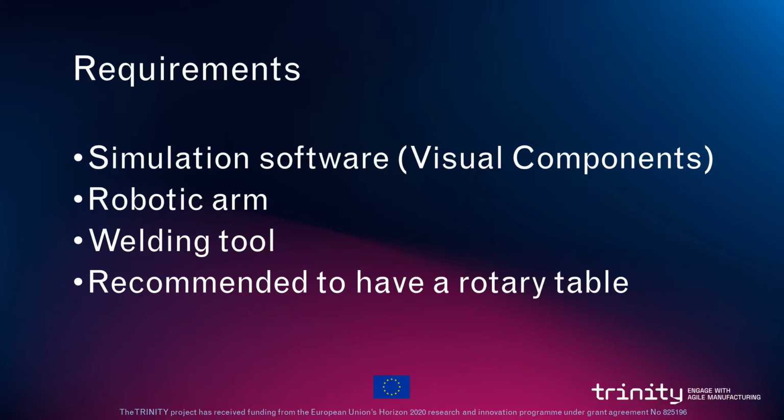Requirements. So this module requires the simulation software, Visual Components. However, similar simulation software can also be used, such as Robotics. This module does also require a robot arm, preferably 6 joints or above. You also need a welding tool to attach to the robot arm. It is recommended to have a rotary table in addition to increase the movement of the robot arm.